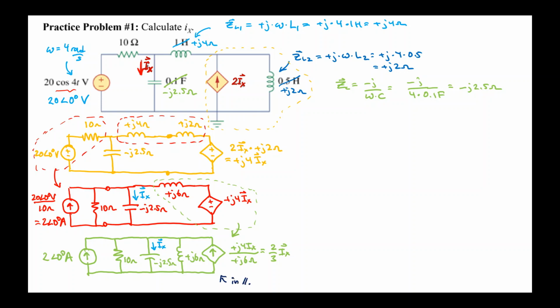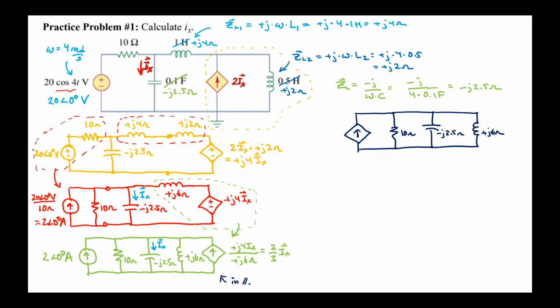Let's combine the two current sources together. Combining the current sources results in a combined current source, like so, that is in parallel with the 10 ohm resistor, the minus j2.5 ohm capacitor, and the plus j6 ohm inductor. The value of this combined source is just the sum of the two current sources, since they both point into the upper node. That's going to be 2 angle 0 degrees plus 2/3 Ix.